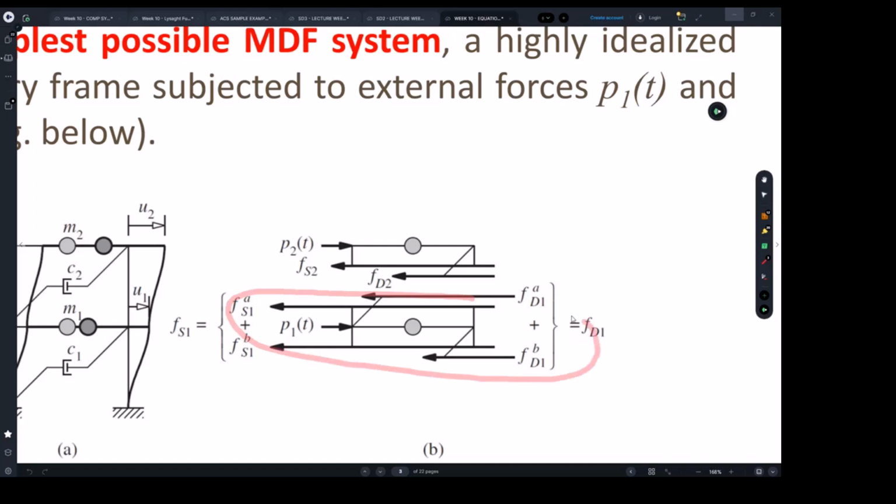We're just going to have a cut here and a cut there, and then we think about finding the free body diagram. That means, remember, the difference here is that we're going to have stiffness from the level above and stiffness from the level below. We have A and B.